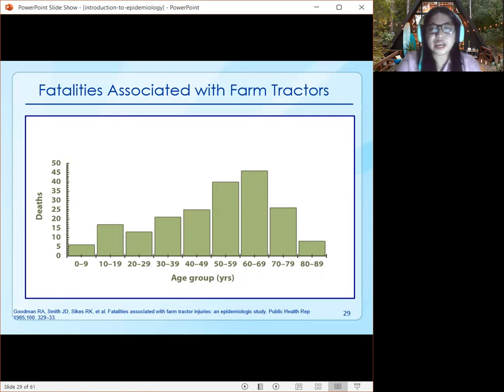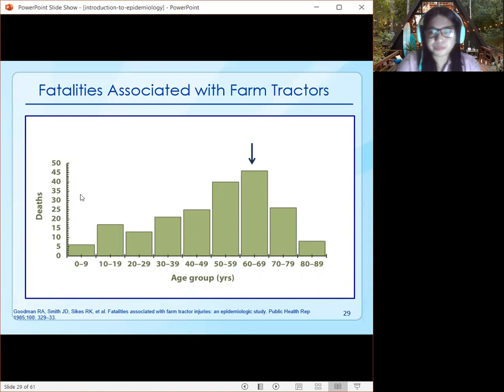So an increase in the number of deaths occurs among older persons. We have 60 to 69 years old. This is the peak, which again is part of the descriptive analysis. So by analyzing this data, which age group is at greatest risk for death from tractor-related incidents among the population?